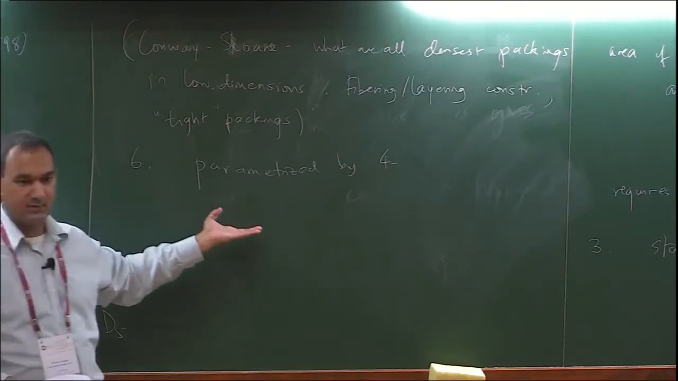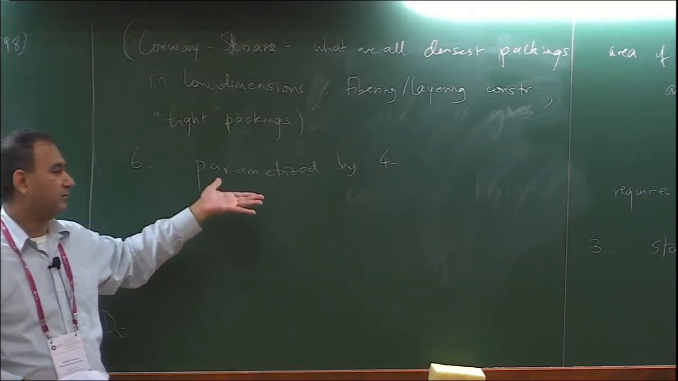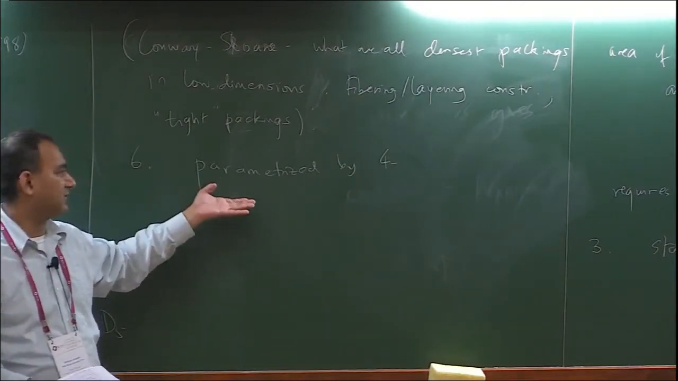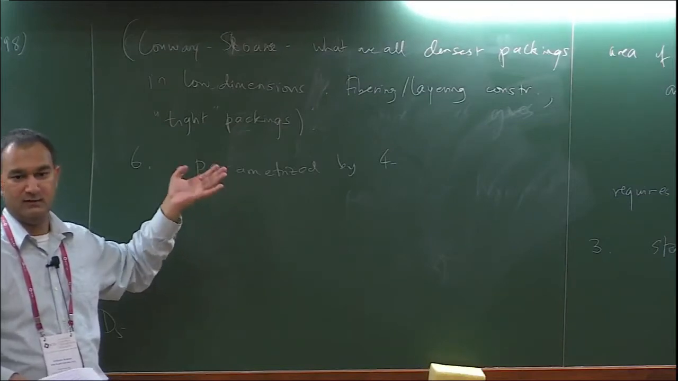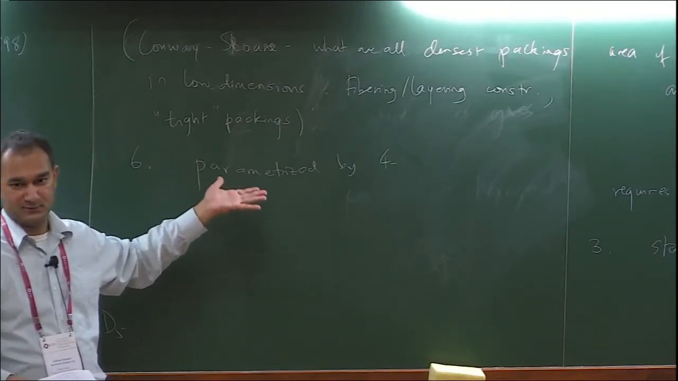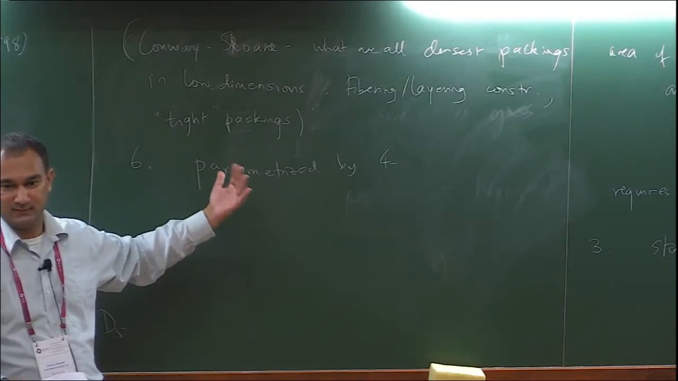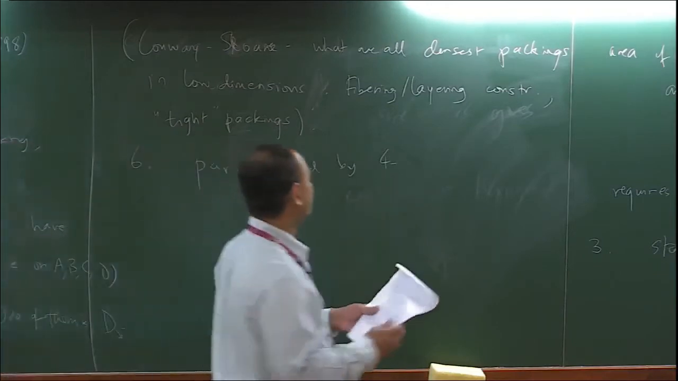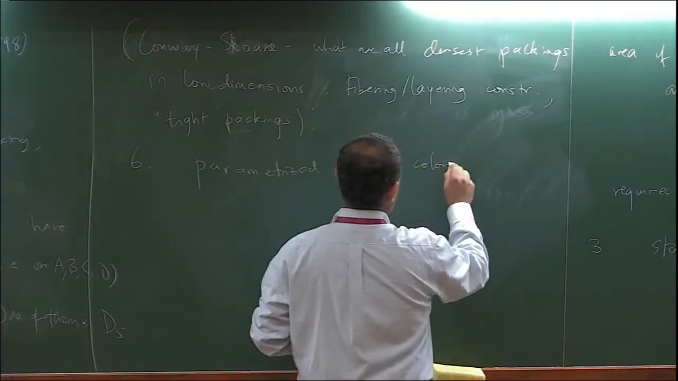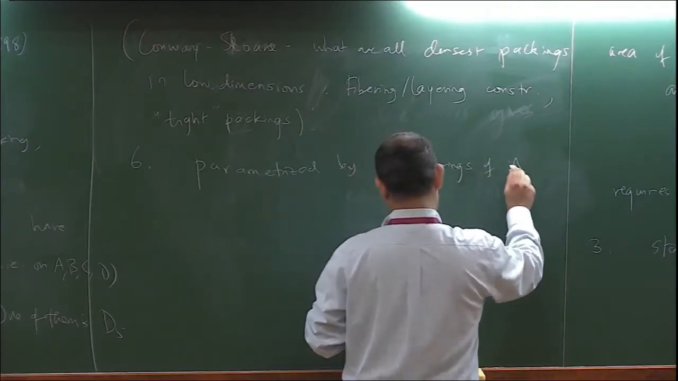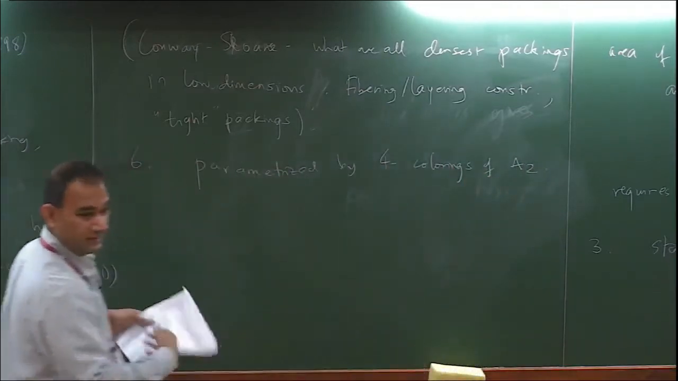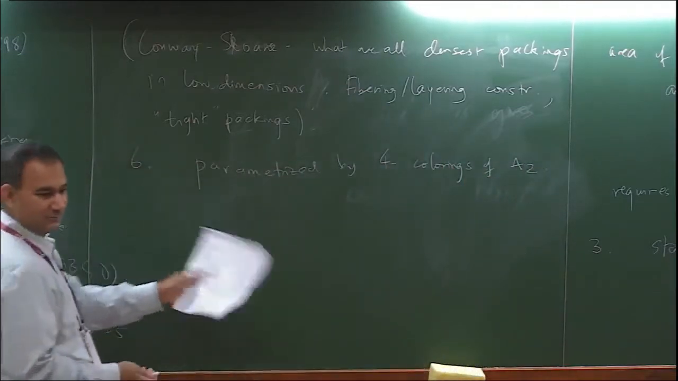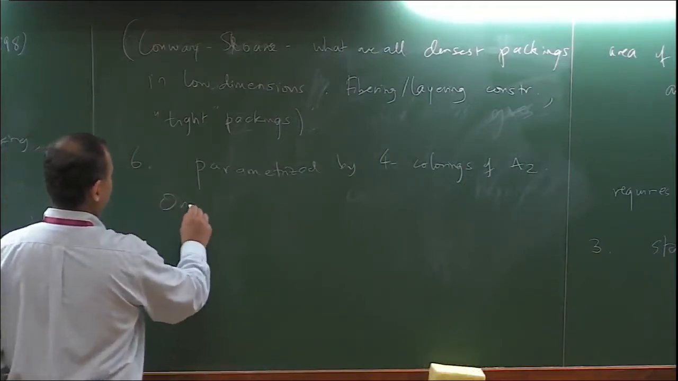And in 6 dimensions, it's going to be parameterized by colorings of another lattice, but that lattice has 2 dimensions, 6 minus 4. And so that lattice is going to be A2. So it's going to be 4 colorings of the hexagonal lattice. And so again, there are uncountably many. But one of them is E6.